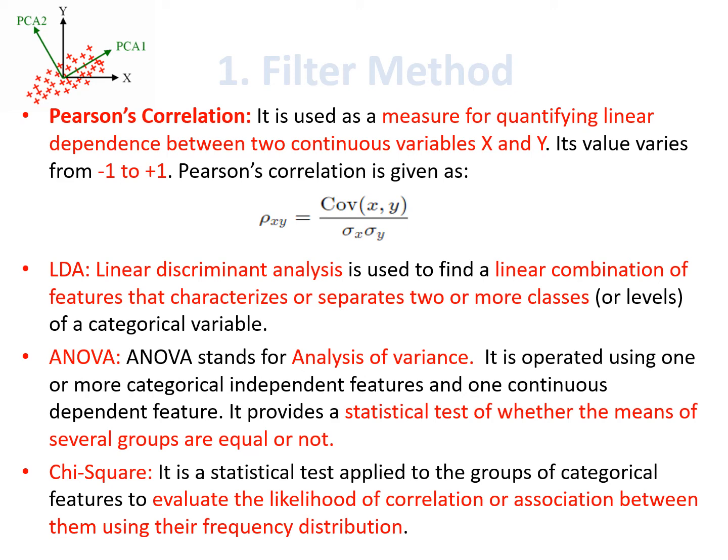Then the last statistical measure is the chi-square test, and it's a statistical test which evaluates the likelihood of correlation or association between two or more variables using the frequency distribution. It's also used for categorical features. So these are the statistical measures which are used for feature selection by using the filter method.